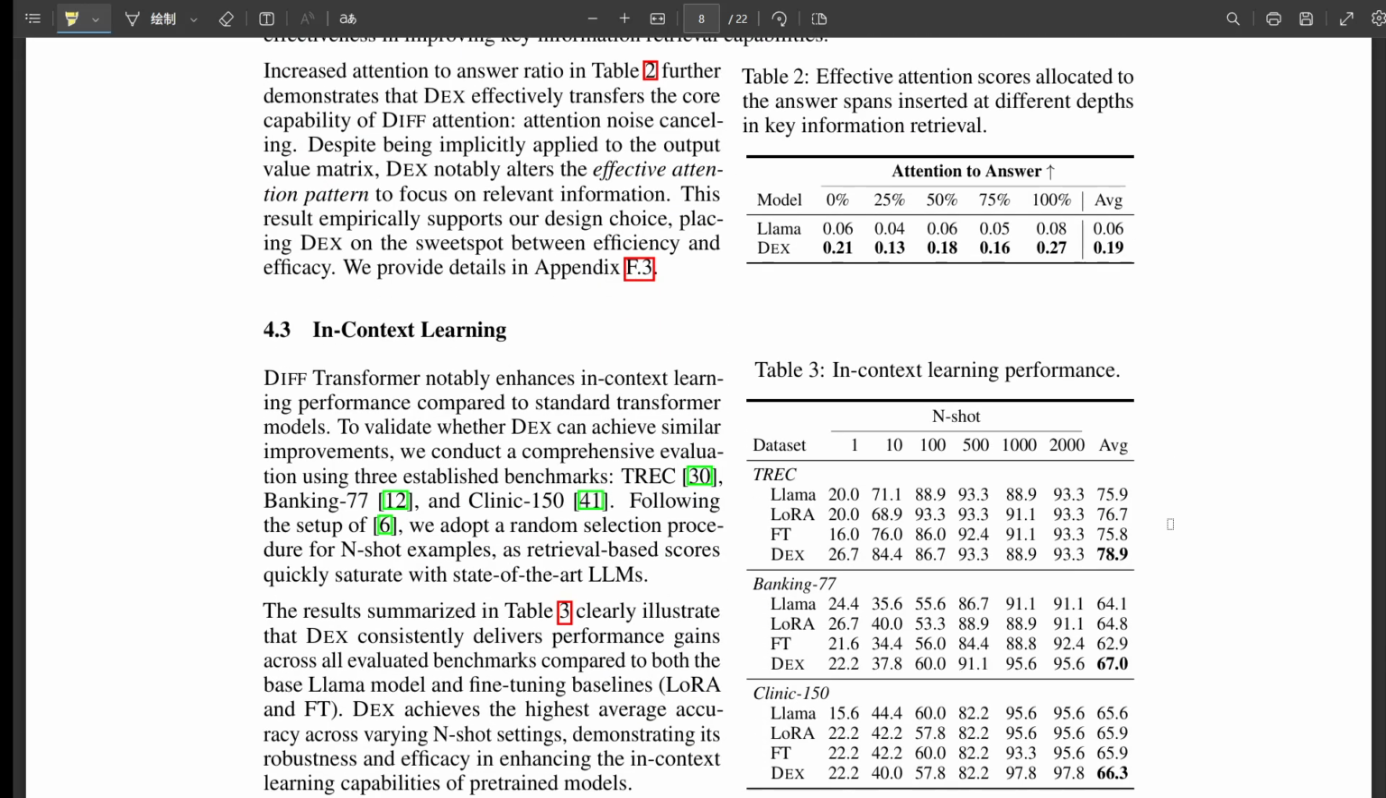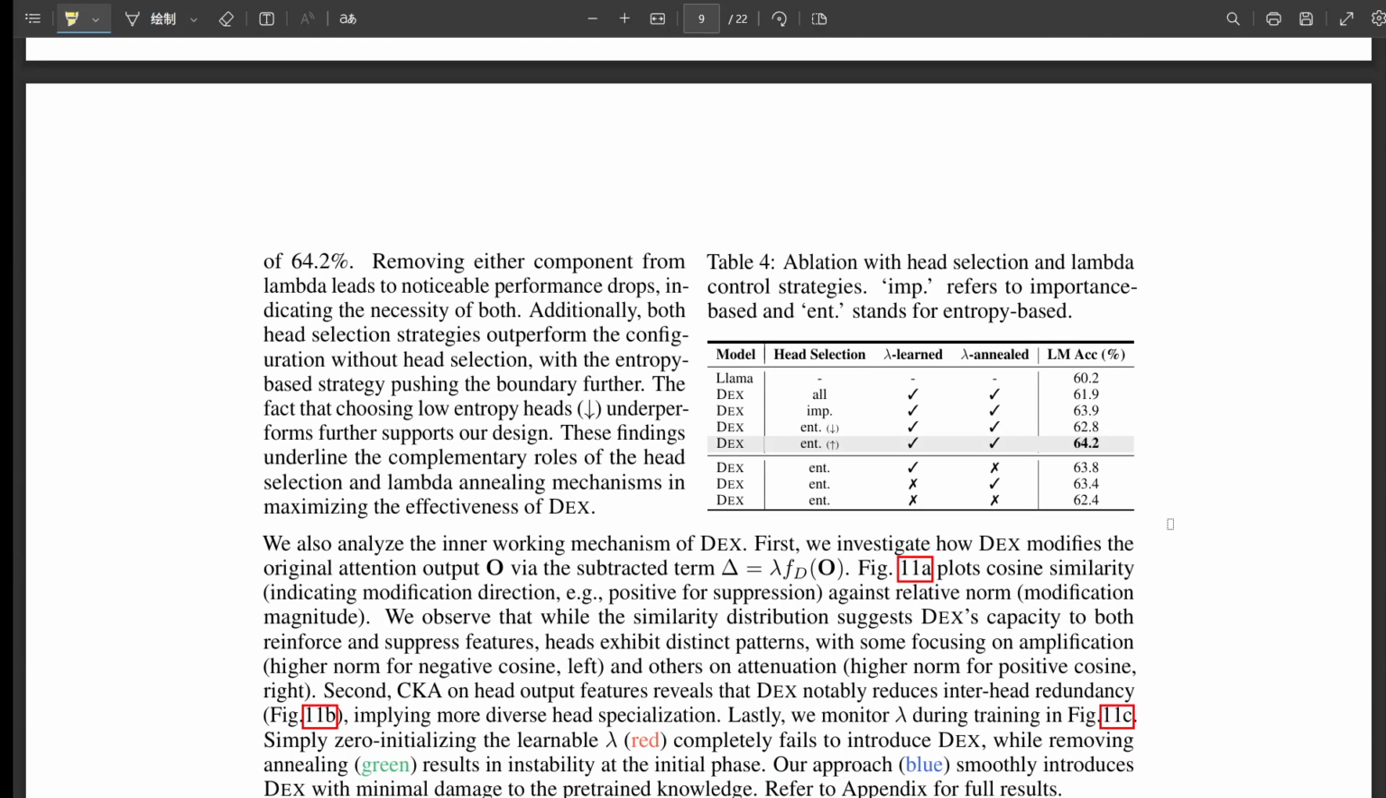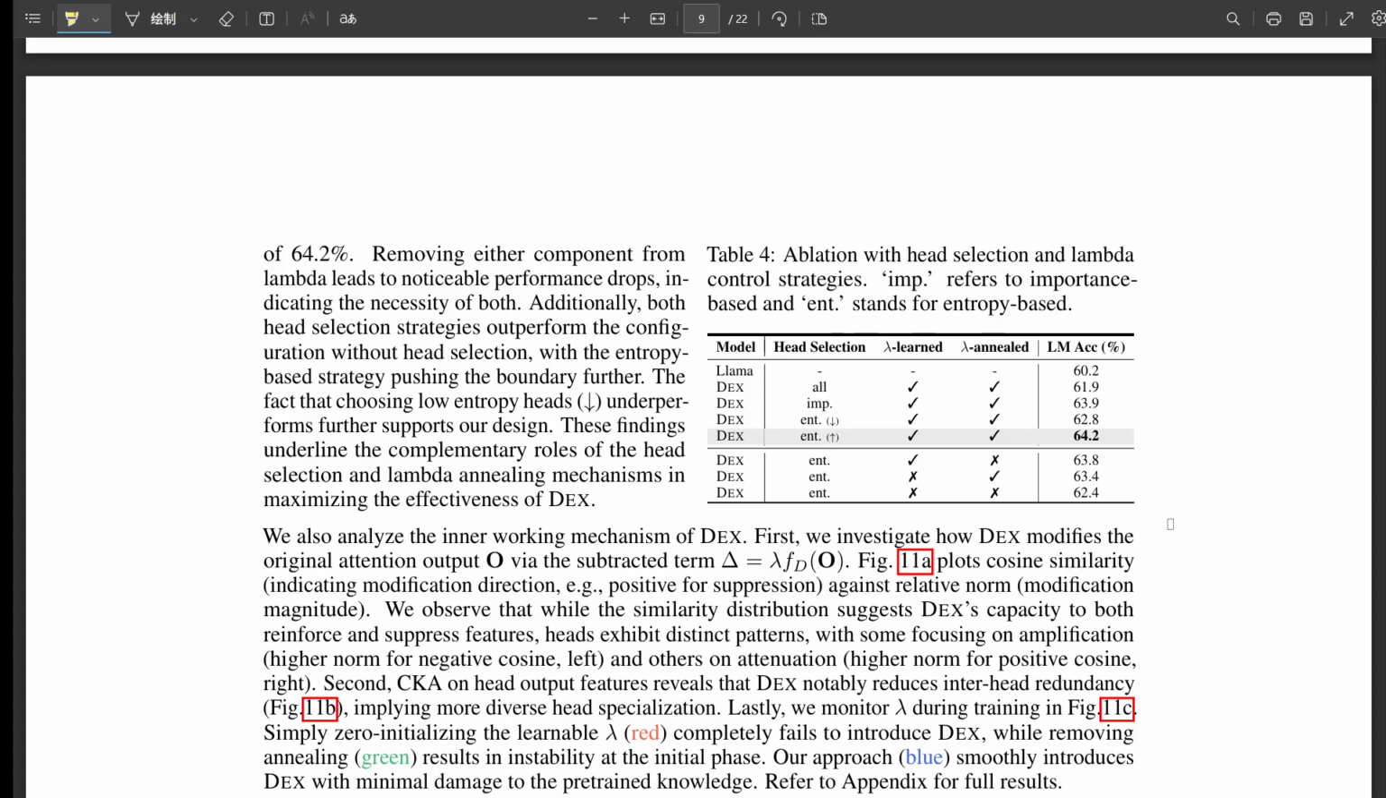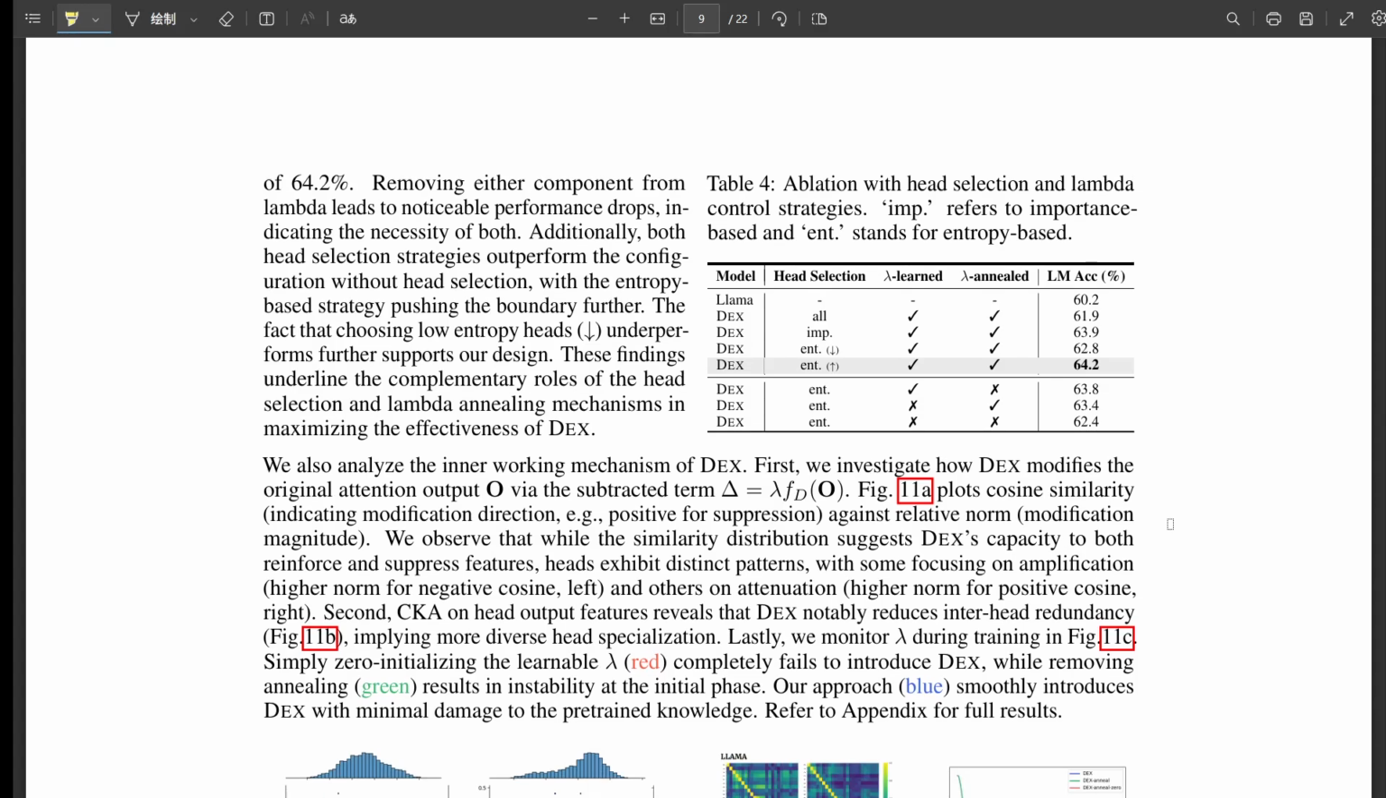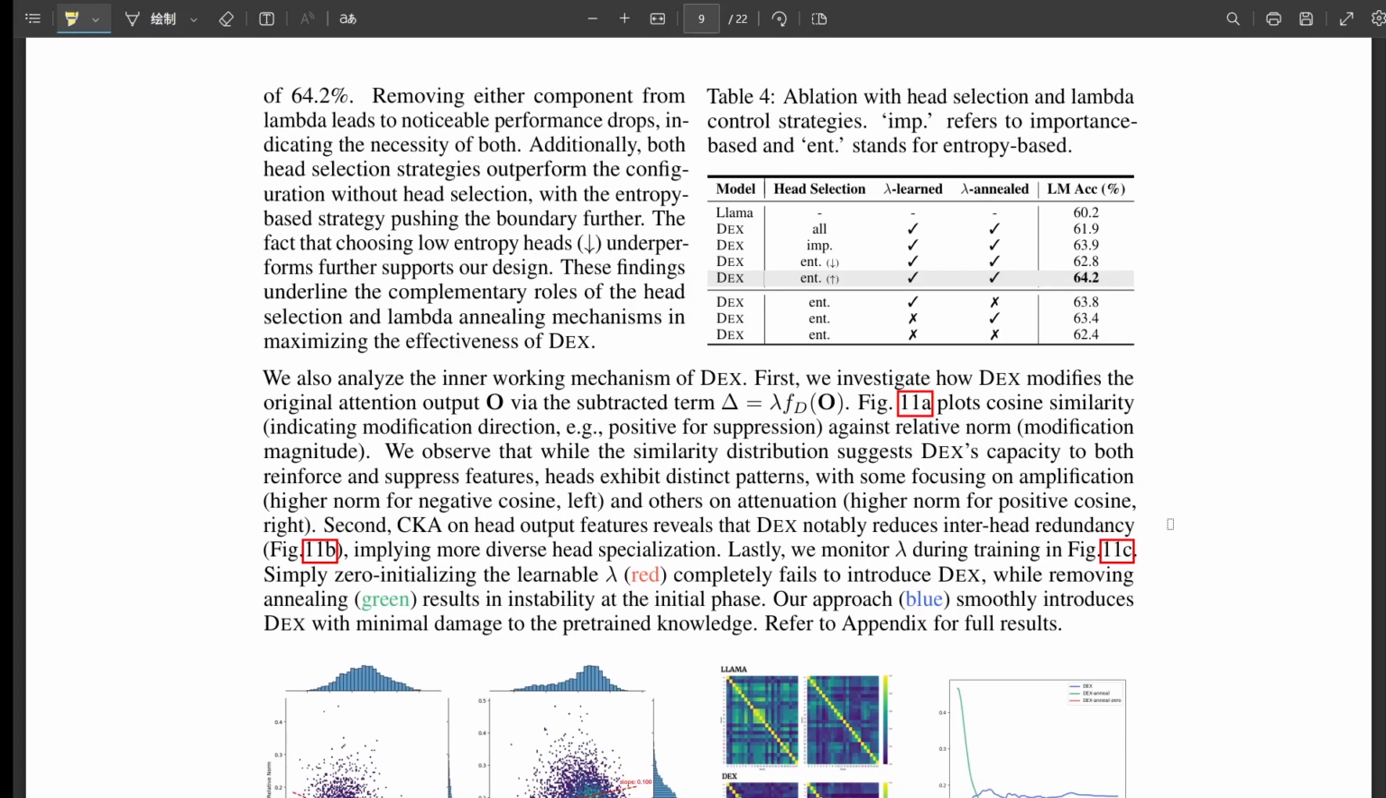Okay. And they also show that using the full annealing schedule we discussed is necessary for getting the best performance. If you remove parts of that schedule, like just using a constant lambda or only the learnable part, performance suffers. So the specific details of their method matter.